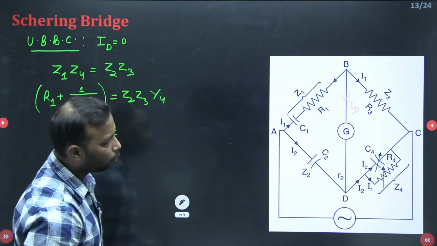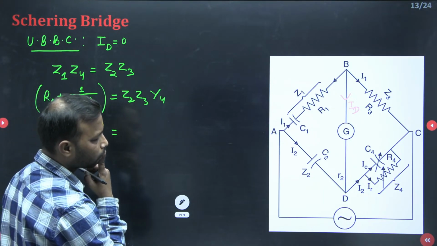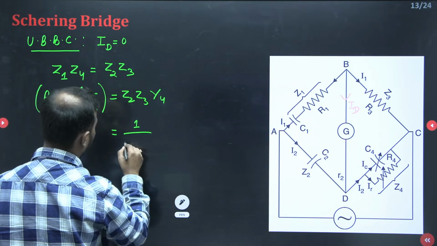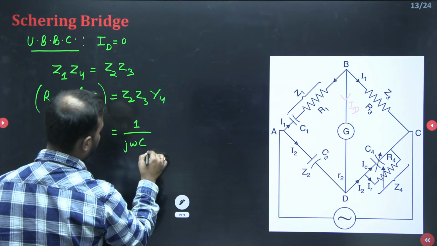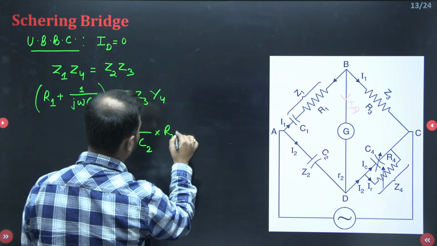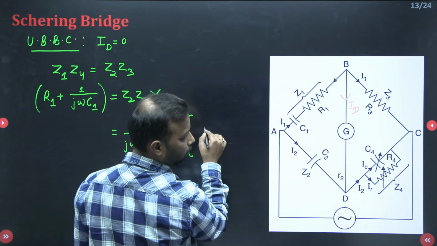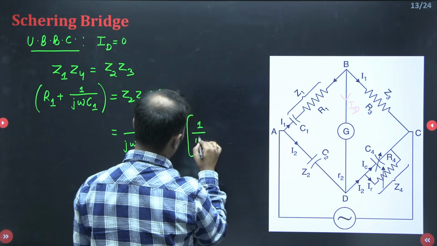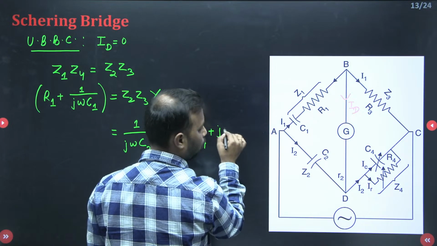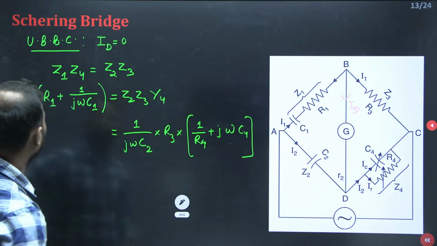So what is Z2? This is a capacitance, so Z2 will be 1 upon j omega C2, into Z3 which is R3, and the admittance Y4 will be equal to 1 upon R4 plus j omega C4. Let us simplify here.